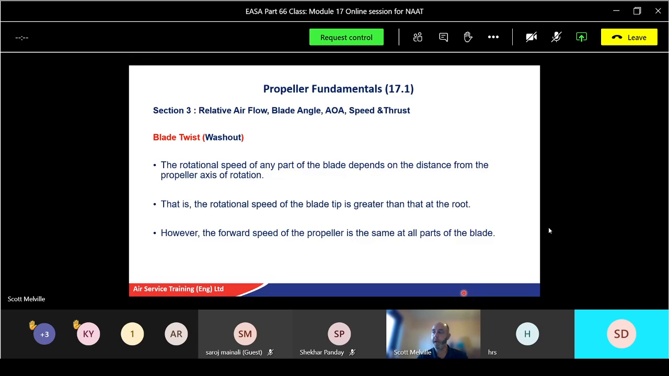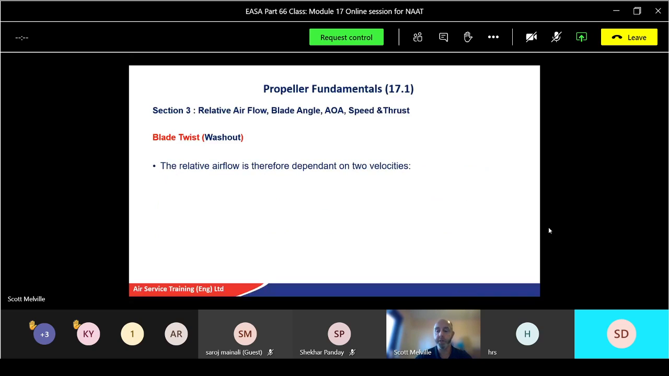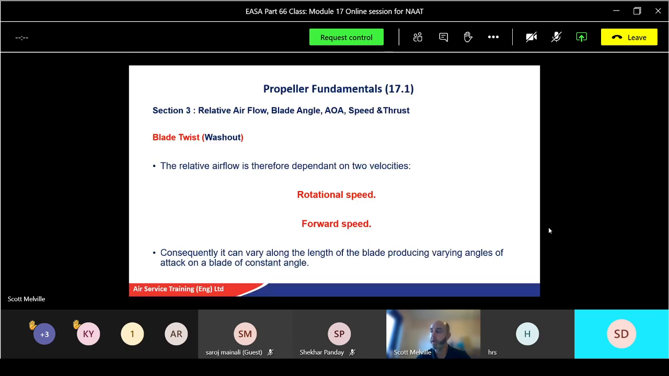However, forward speed of the propeller is the same at all parts on the blade. Okay, forward speed, so it's all good. Relative airflow is dependent on two velocities. Rotational speed, that makes sense, obviously how fast the engine's spinning. And also forward speed, the airflow due to the aircraft flying through the air will also affect it as well. Therefore, it can vary along the length of the blade, producing various angles of attack on a blade of constant angle.